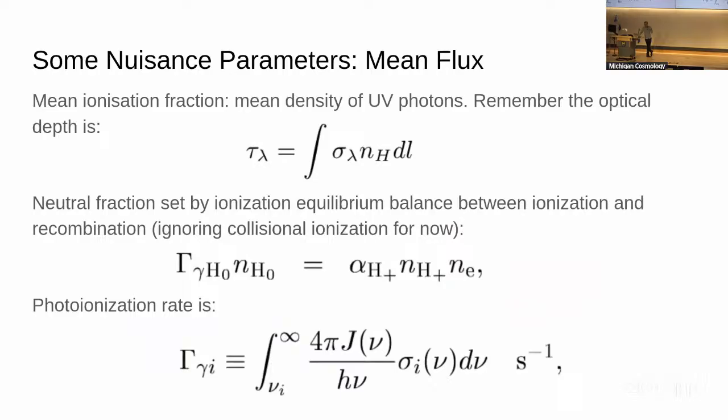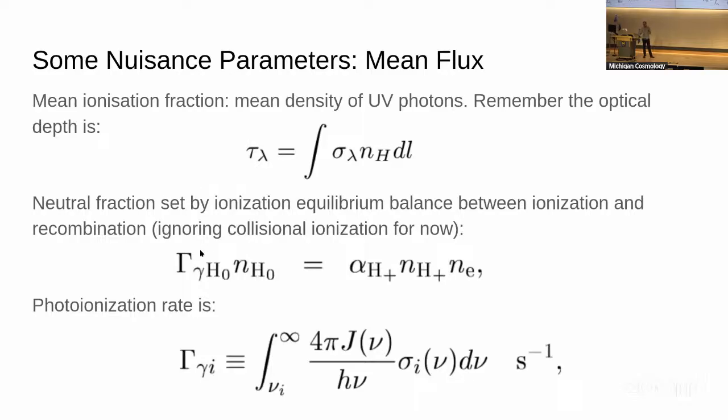So this is like the astrophysics of this problem, right? So I told you that the neutral fraction of the universe was about 10 to the minus 6. This is the mean ionization fraction of the universe. This is controlled by the number density of ultraviolet ionizing photons. To demonstrate this, remember the optical depth is this integral of the neutral hydrogen density times some cross-section along the line of sight. So we're sensitive to the neutral fraction.